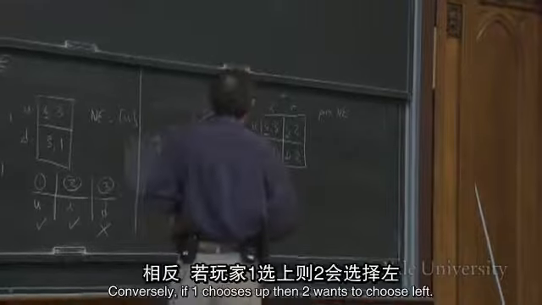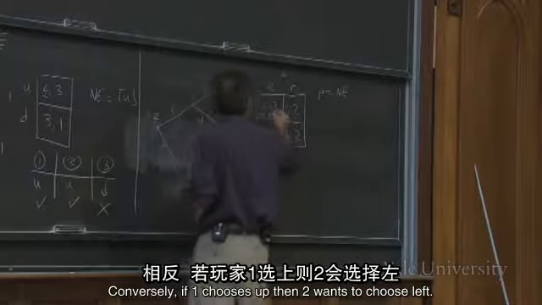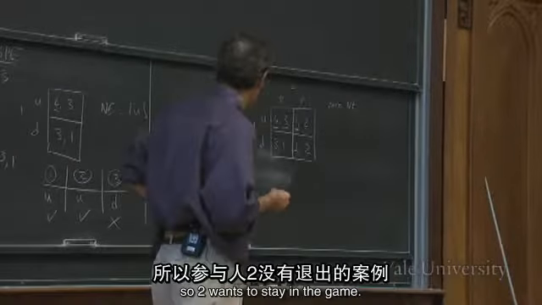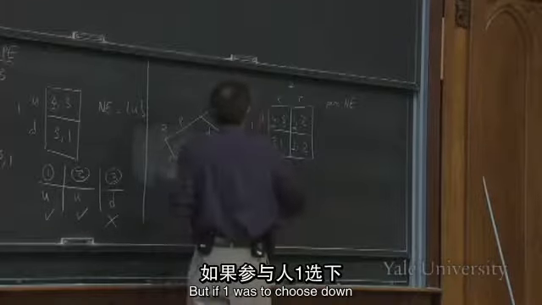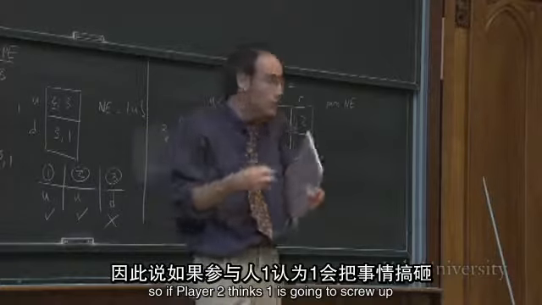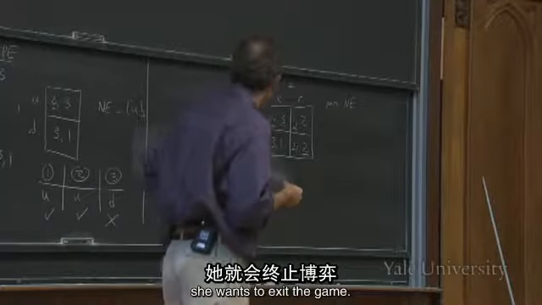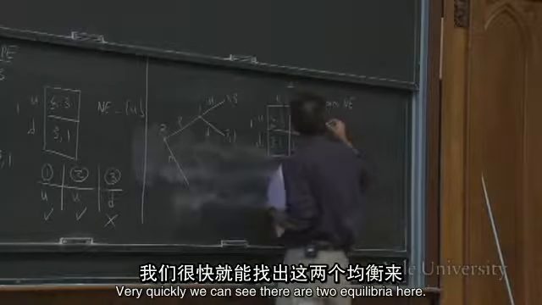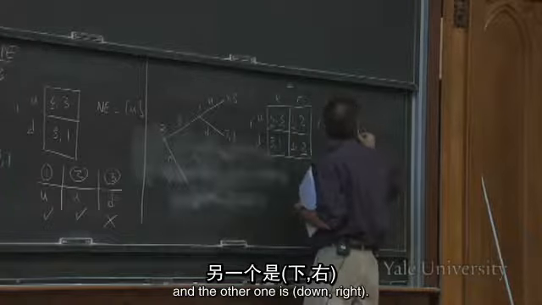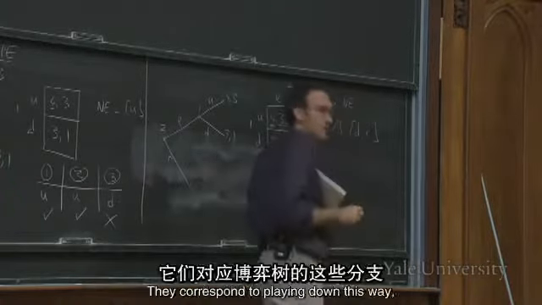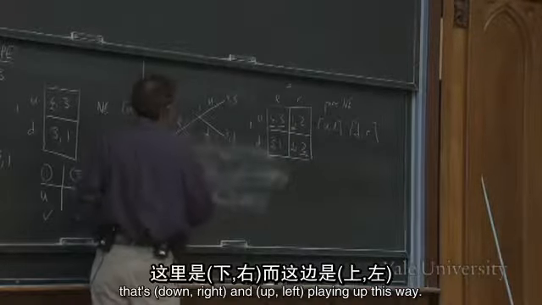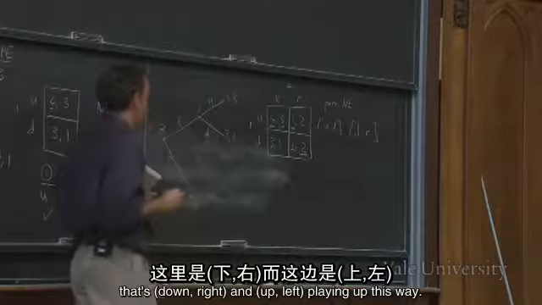All right. Conversely, if 1 chooses up, then 2 wants to choose left. That's the example of 1 not screwing up, so 2 wants to stay in the game. But if 1 was to choose down, then player 2 would like to get out of the game. So if player 2 thinks 1 is going to screw up, she wants to exit the game. All right, and very quickly we can see there are 2 equilibria here. One of them is up left, and the other one is down right. They correspond to playing down this way, that's down right, and up left, playing up this way.